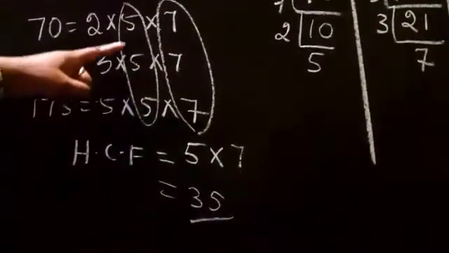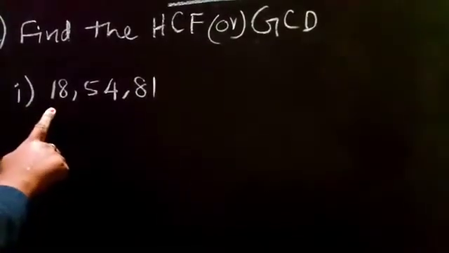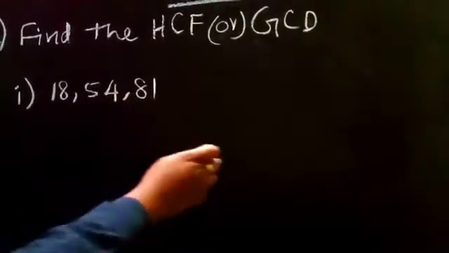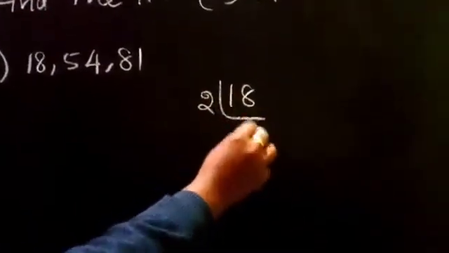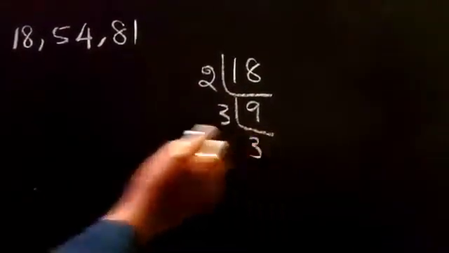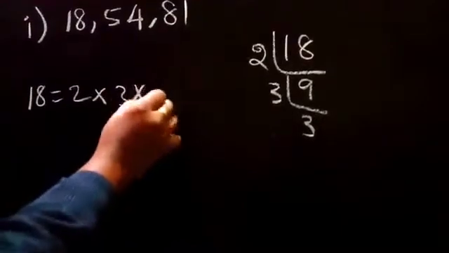So it is 5 and 7. 5 7s are 35. They have given 18, 54 and 81. So 18: 2 9s are 18, 3 3s are 9. So 18 can be written as 2 into 3 into 3.